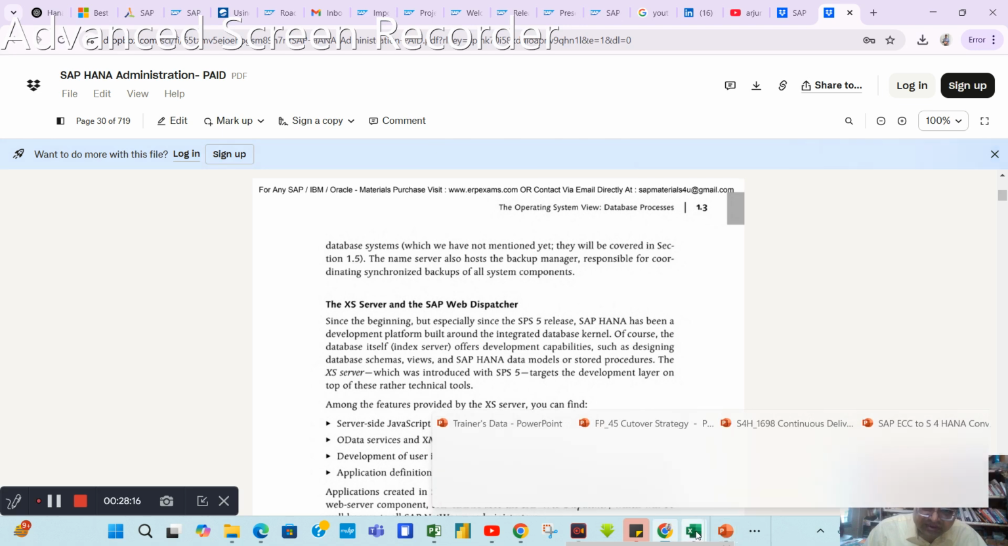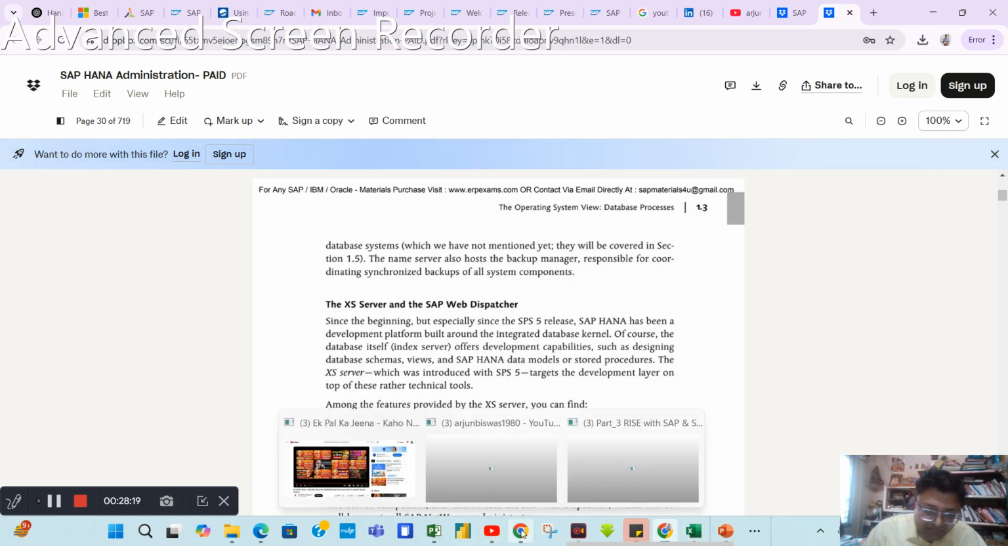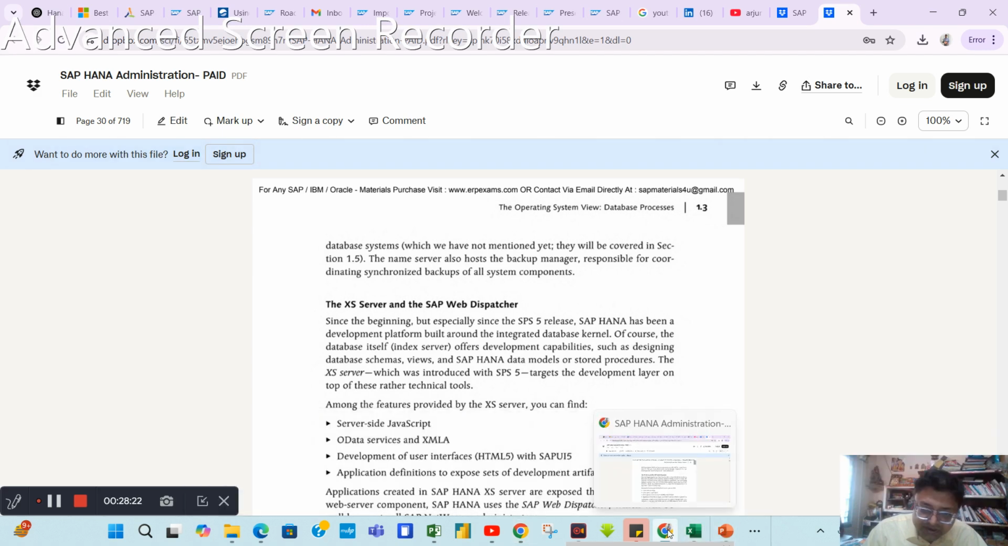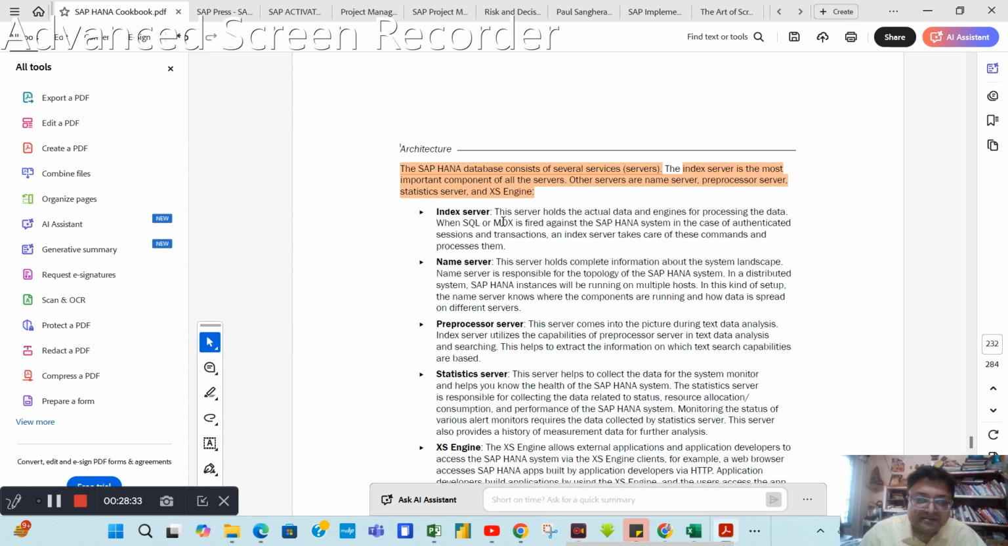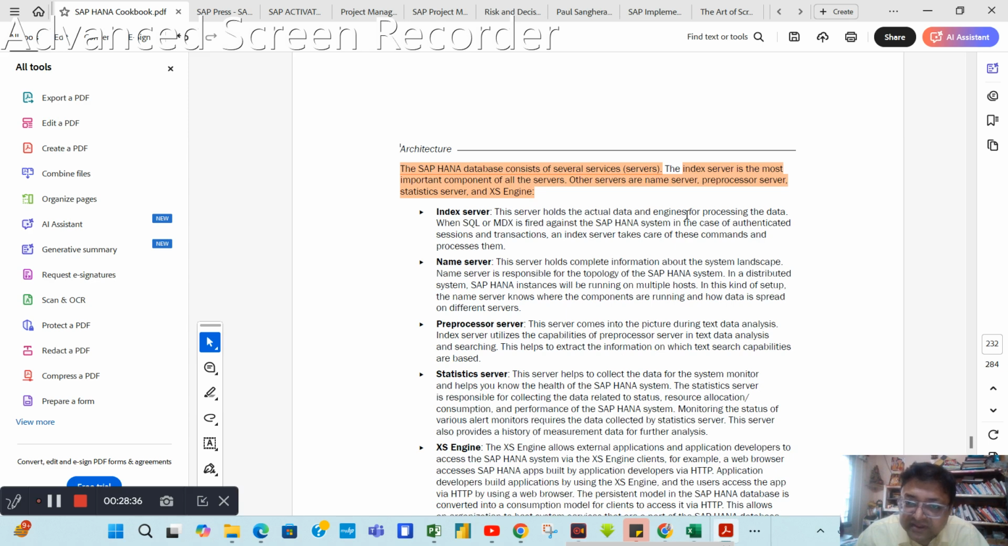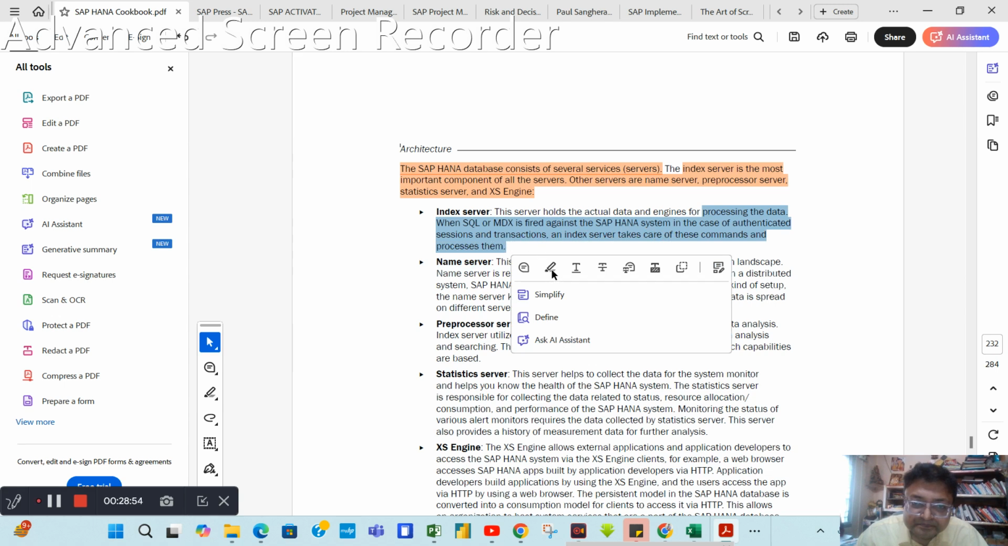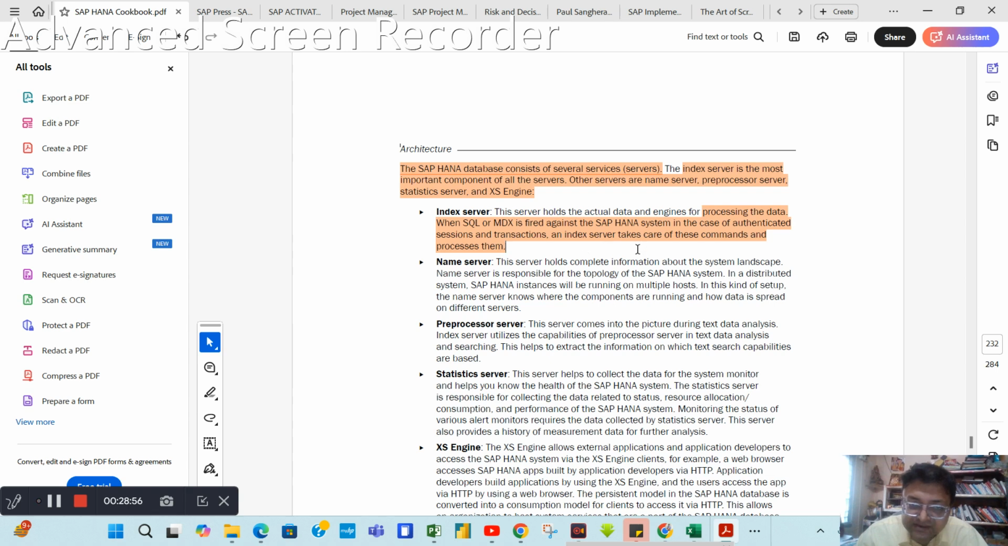So as of now, we have discussed index server and name server from the SAP Press book. And if we refer to the other book, the SAP cookbook, now let us read what is index server. The server holds the actual data and the engines for processing the data. What it does is the data processing. When SQL and MDX is fired against the SAP HANA system, in this case authenticated sessions and transactions, an index server takes care of these commands and processes them. Database processing is thus happening in index server.